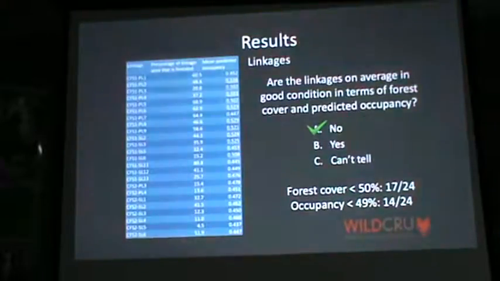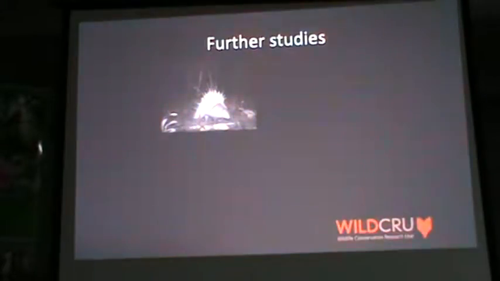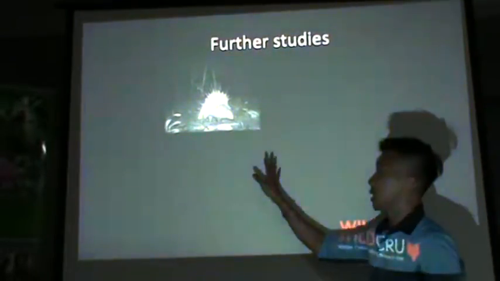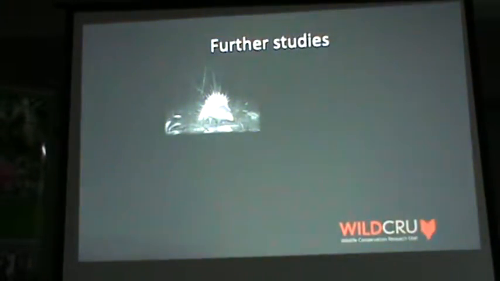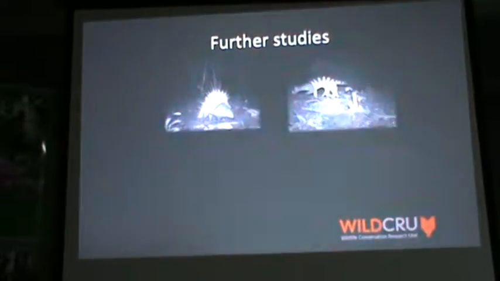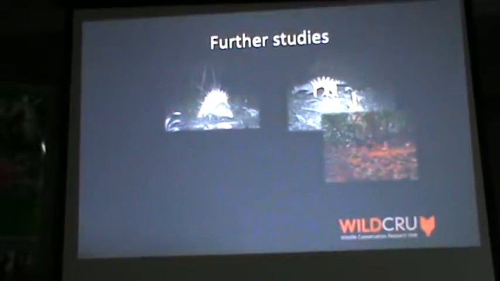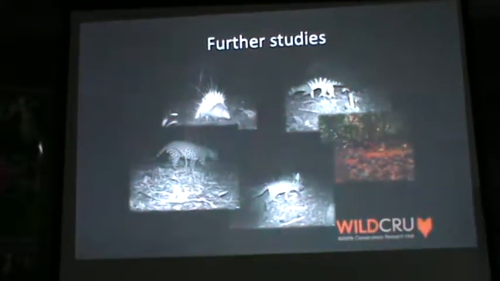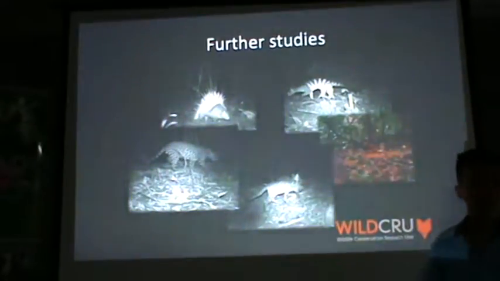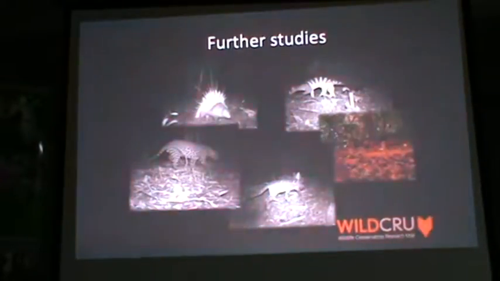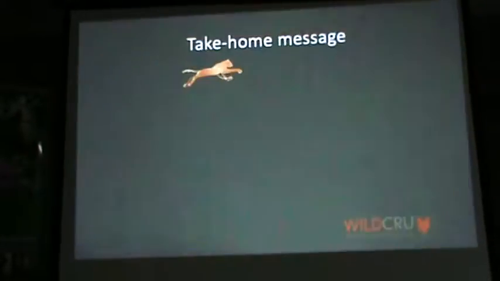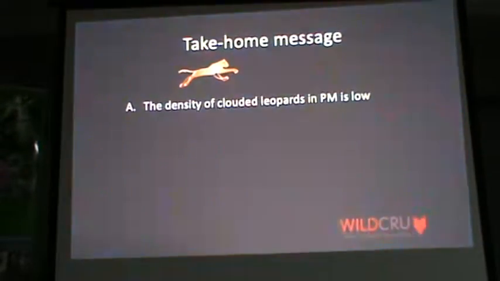Great. So for further studies, we only looked at environmental variables. What about prey density? Yes, we did not look at that. So prey density that we can see here, we can correlate with detections, as well as other carnivores that we have, like the leopard and the leopard cat, and see whether it determines whether the habitat is preferred by the clouded leopard.